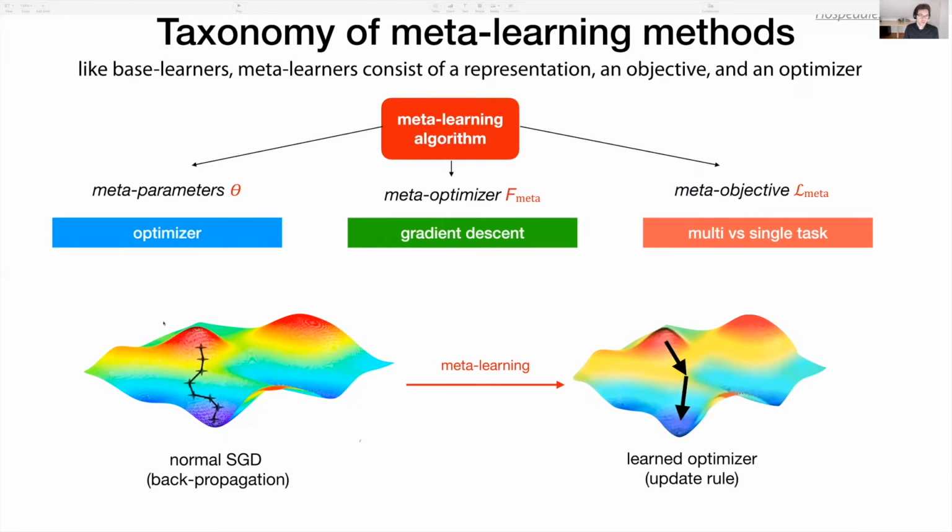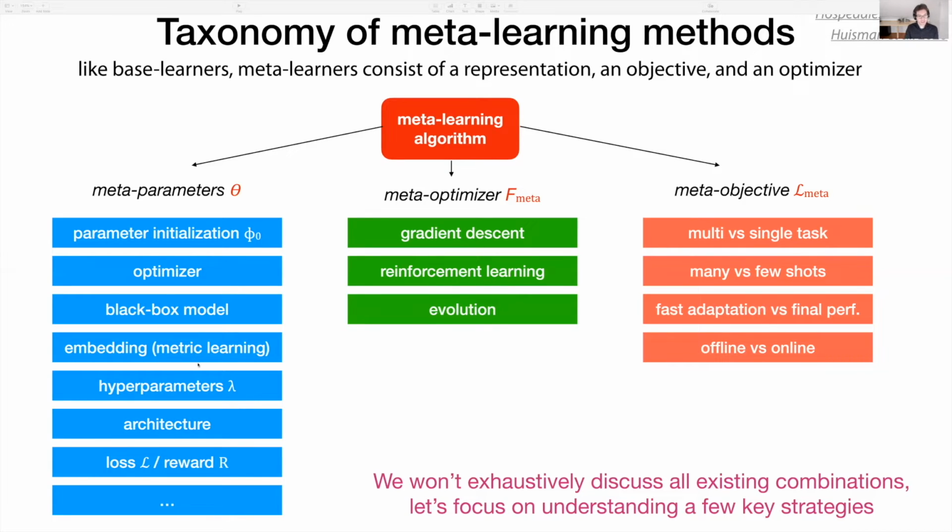Another approach would be learning optimizers. In that case, we replace normal backpropagation with a learned optimizer, which can hopefully find a good minimum given a small number of updates. There's many more things we can do. We can learn black box models, we can learn embeddings, we can learn hyperparameters or architectures or losses. Instead of gradient descent, we can use reinforcement learning or evolution. We can also do multi or single task learning. So multi-task is more common. Single task is when you subdivide the task internally.